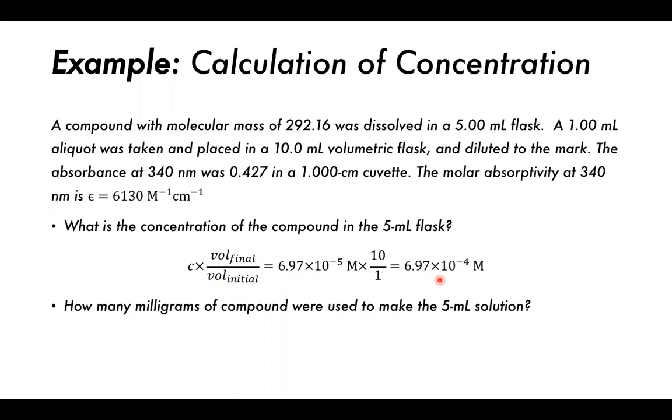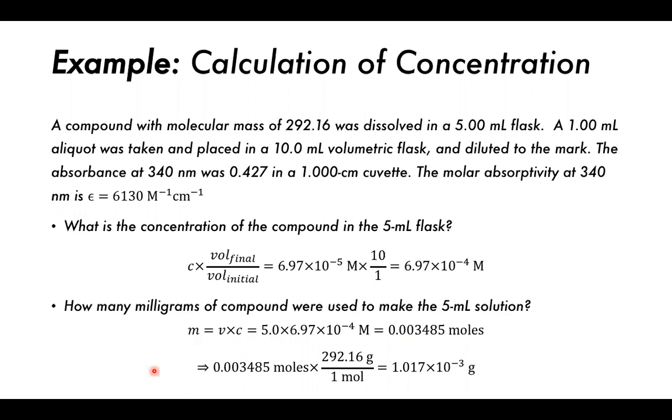So how many milligrams of compound were used to make the 5 milliliter solution? We have the concentration here, so we need to know the number of moles. The number of moles is going to be equal to the volume times concentration. The volume was 5 milliliters in the 5 milliliter flask times the concentration, which will give us this number of moles, 0.003485 moles. We don't round up until the end. Then we have 0.003485 moles times the molar mass, which was 292.16 grams per mole, which will give us the number of grams as 1.017 times 10 to the minus 3 grams. Then multiply that by 1,000, and we get 1.017 milligrams.